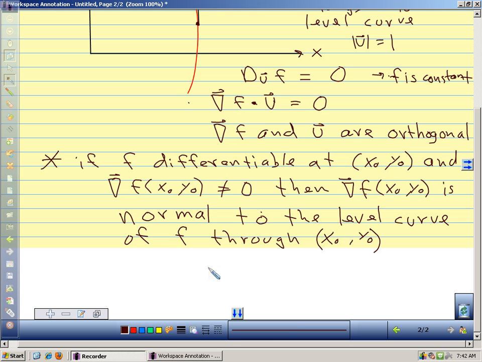Questions before we do some examples? All right, so if I asked you to discuss the importance of the gradient, we'd be able to do that now, right? All right.